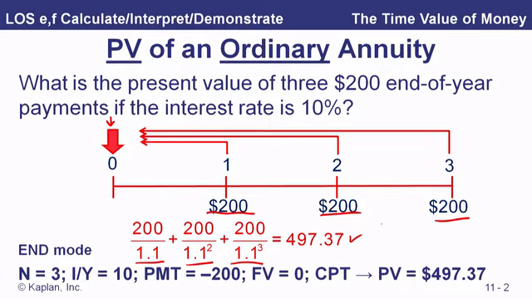And again, we're operating in end mode. We've got our payments at the end of each of the 3 periods, and those are our inputs. Now our payment is minus 200. Future value is 0. Once we take this last $200 payment out of there, or receive that last $200 payment, the balance left in the account is 0. So that's our calculator solution to that.